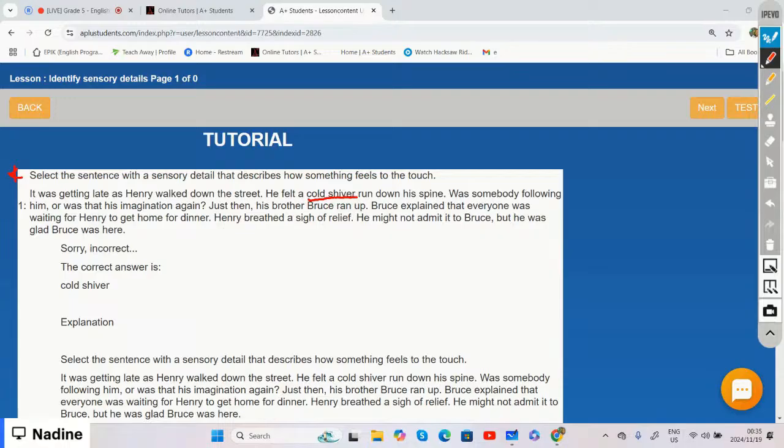And we usually feel that cold shiver when you're anxious about something, when you're kind of sensing danger, when it feels like somebody is following you. Then it's almost like you're constantly looking behind you or you're constantly on edge, right? So that gives us the idea, or that describes how someone feels with a touch.